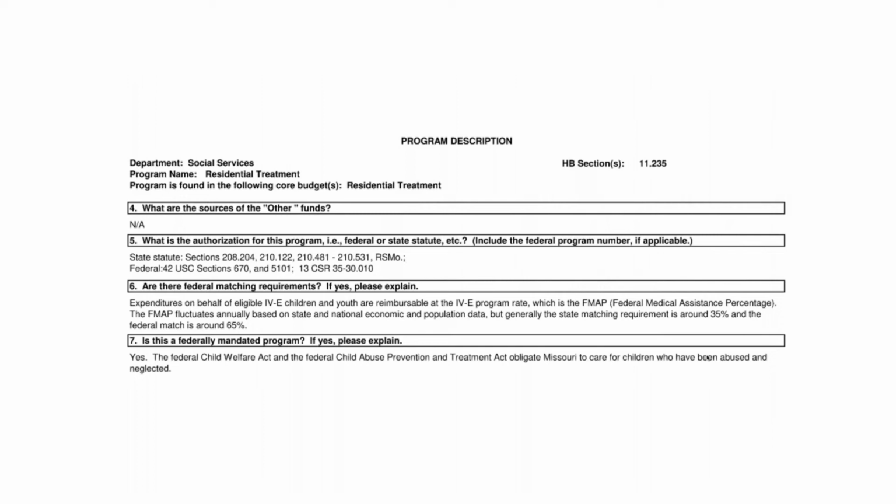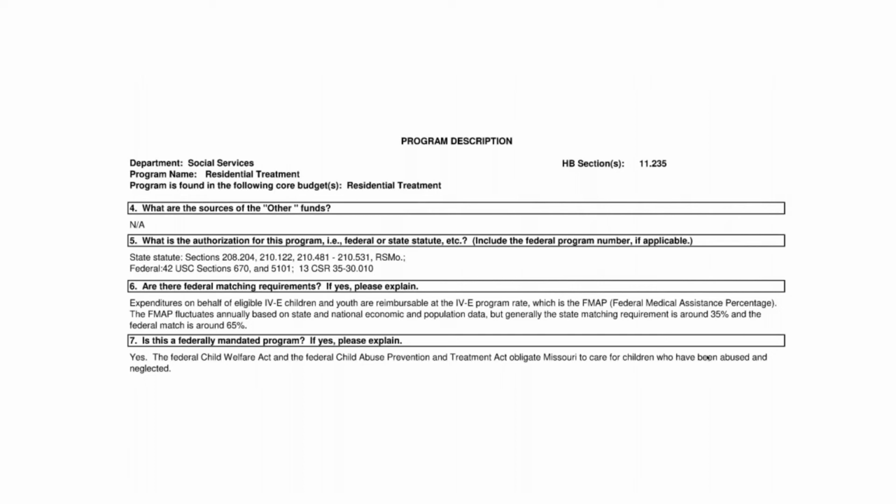Here we talk about children in the program and the feds giving what they call an FMAP, the Federal Medical Assistance Percentage, and it fluctuates annually, or from year to year, based on population and national economic data. But generally, there's a state matching requirement of about 35%, and the feds give us 65%. And so this is a Medicaid program, and it gets Medicaid matching funds.